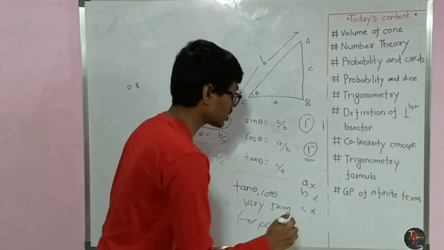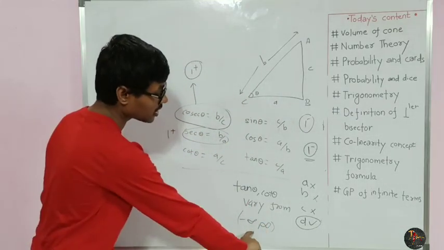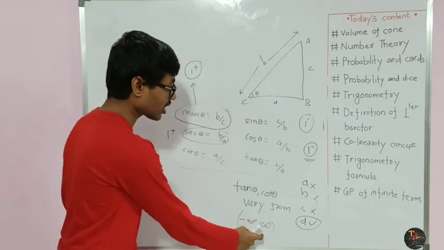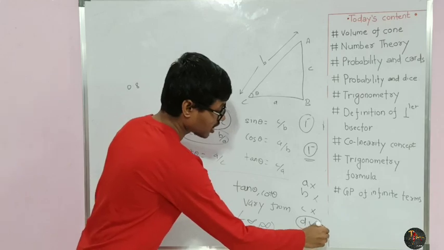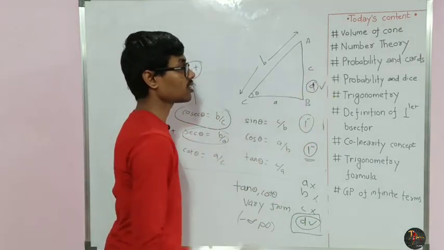And now tan theta they have given 2. So tan theta may vary from minus infinity to infinity. It can take any value. So tan theta can be anything. So correct answer for this question should be option D.